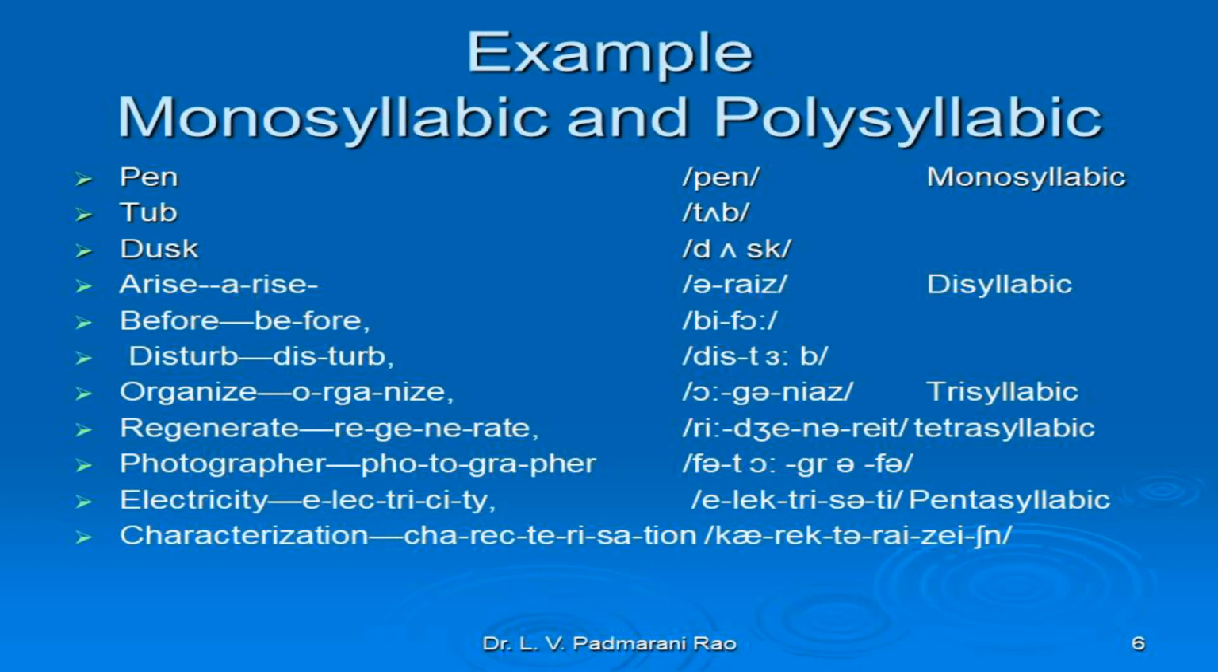And if you look at the last one, characterization. Six syllables are there. So it is a hexasyllabic word. But normally we say that if the words are monosyllabic, they are called monosyllabic words. And if there is more than one syllable in a word, they are called polysyllabic words. We say di, tri, tetra, penta and later are all grouped under polysyllabic words. So words in general can be monosyllabic and polysyllabic.